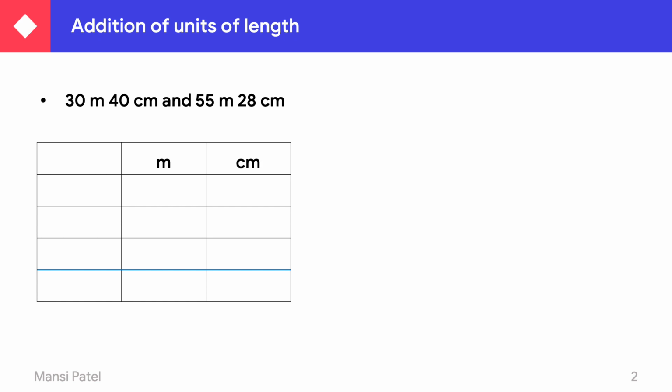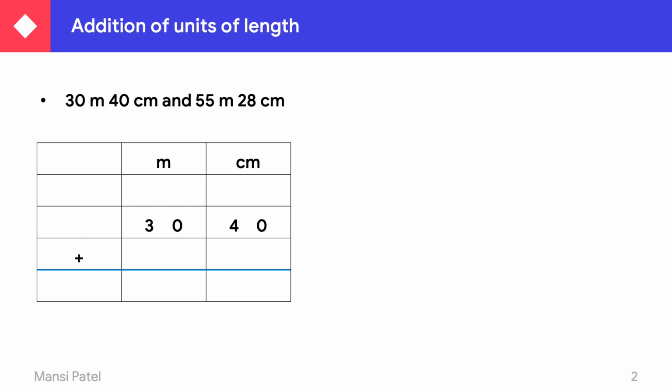So we have to write down meter first and then centimeter. Now below the meter column and below the centimeter column we have to write down the digits. Our digit is 30 meters, so we write 30 below the meters column, and 40 centimeter, so this 40 we write below the centimeters heading. Now what we have to do? We have to do the addition, so we put the plus sign.